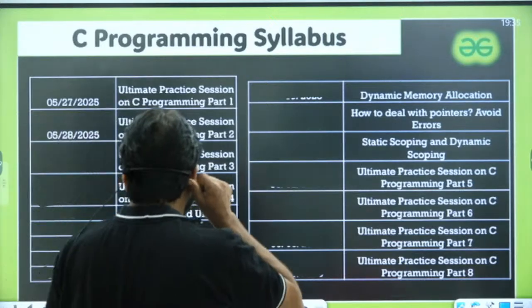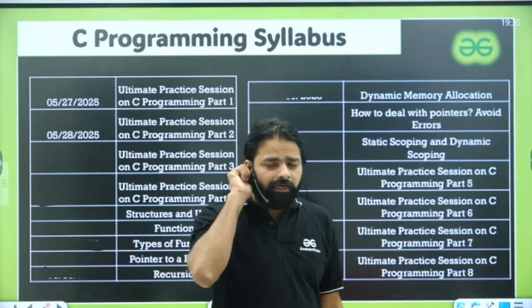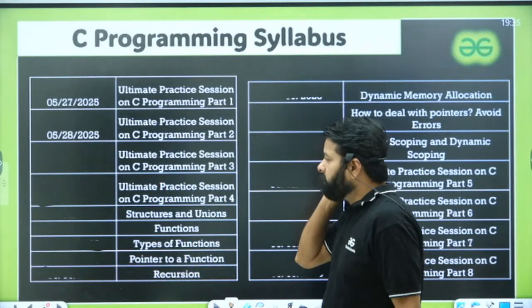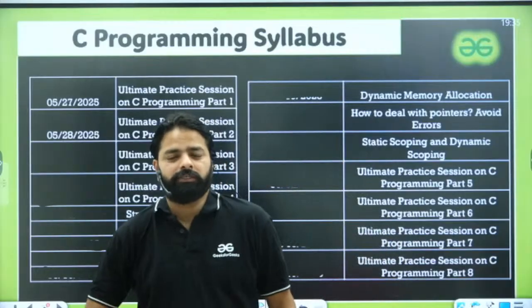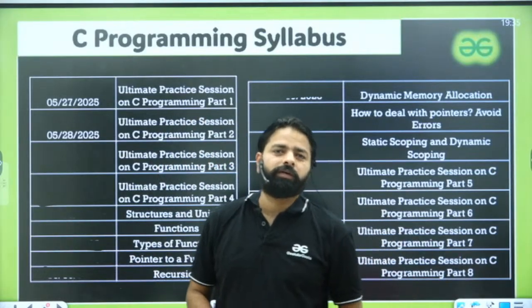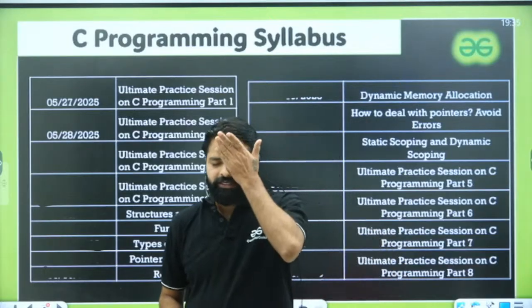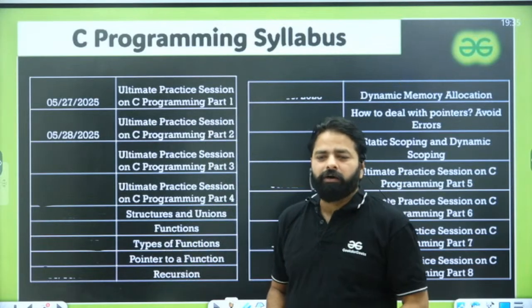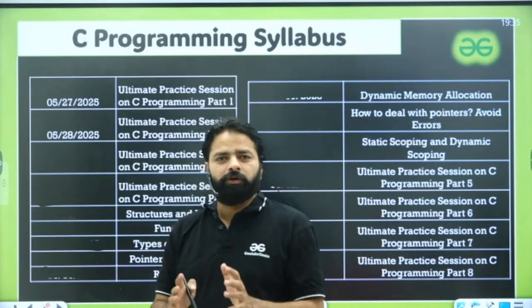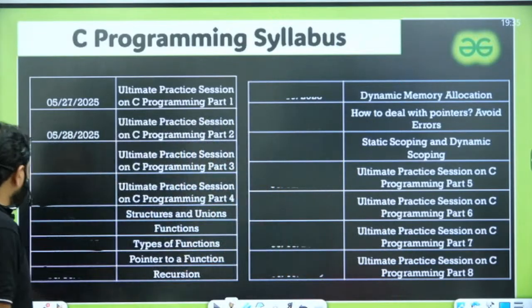Right. So we are continuing the ultimate practice session on C programming, which includes arrays and pointers. I hope the last two sessions helped you a lot in understanding arrays and pointers. All right. So now we'll continue the same. I have given some assignment questions to you. I hope you are doing it. We'll do some of the questions today, which are very important.